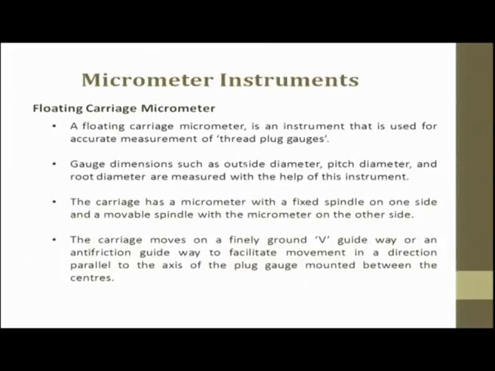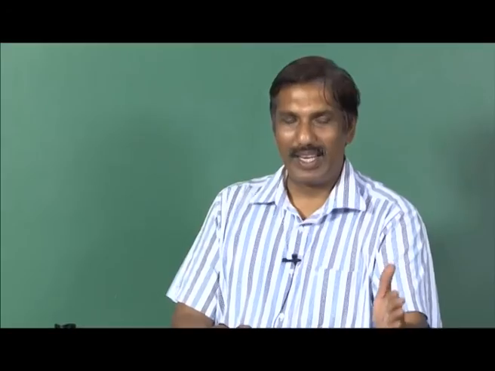There is another thing which is called a floating carriage micrometer. A floating carriage micrometer is an instrument that is used for accurate measurement of thread plug gauge. Measuring threads is also a very important parameter. The gauge dimensions such as outside diameter, pitch diameter, root diameter are all measured with this equipment. Till now we were measuring only length, depth, height, but now we are also trying to measure the thread.